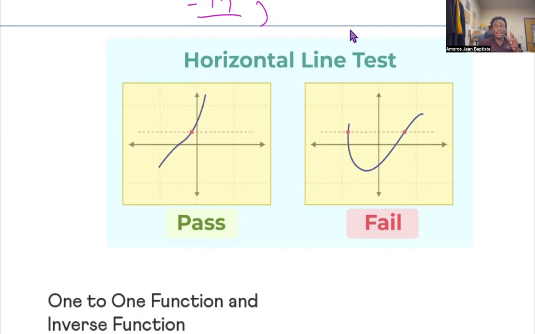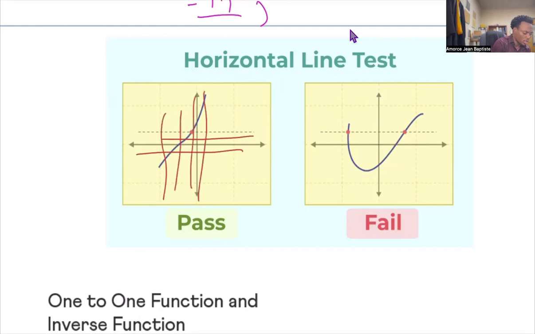Now, if you want to have a one-to-one function, not only do you want this graph to pass the vertical line test, but you want it to pass the horizontal line test. Like the first one, it passes the vertical line test, but also passes the horizontal line test, meaning that all horizontal lines will cross the graph only once. All vertical lines will cross this graph only once as well. So this is a one-to-one function.